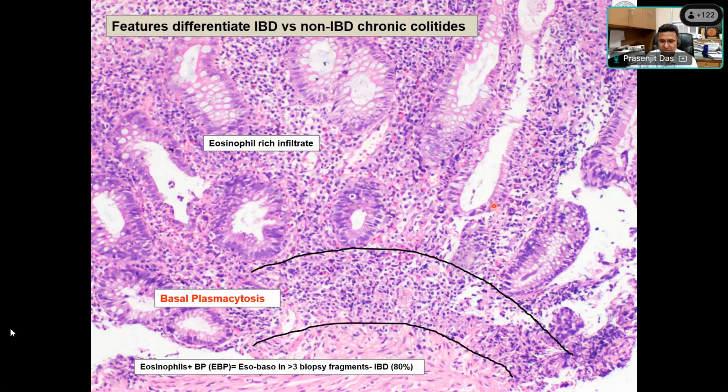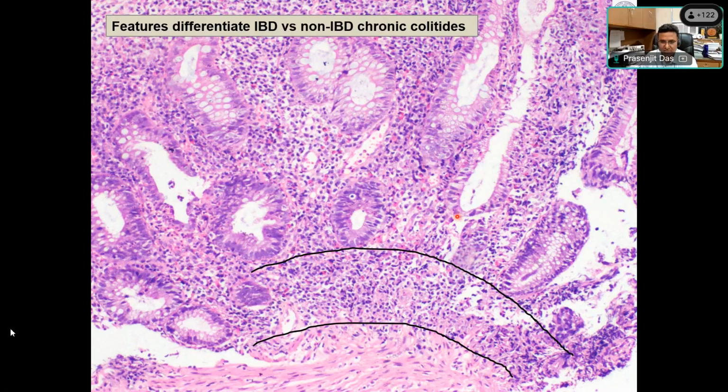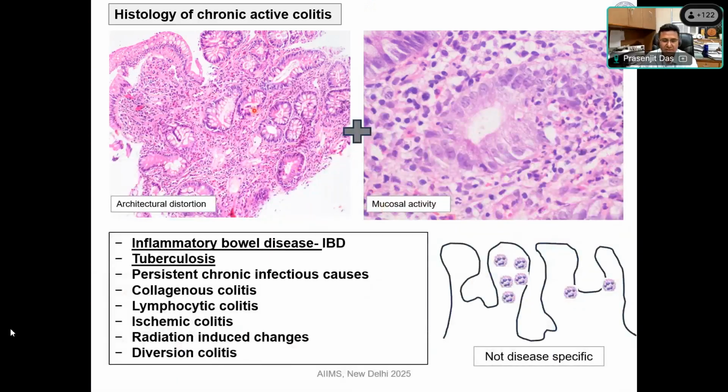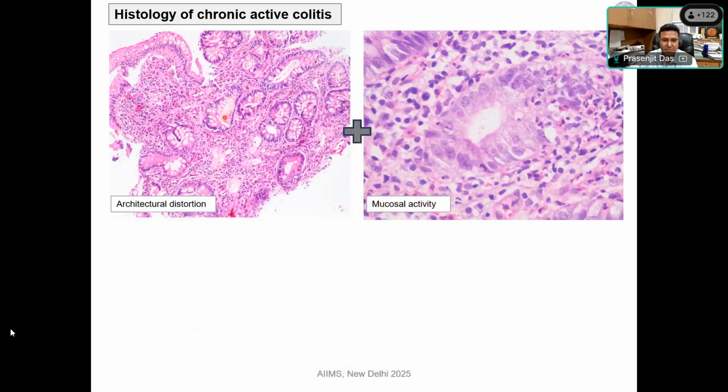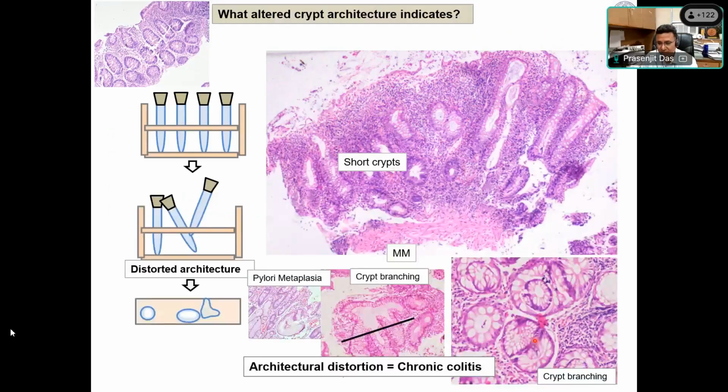I will show that. We'll see those features in subsequent cases also. So these are actually crypt branching. These are called short crypts because they are not reaching up to the muscularis mucosae. When you see two crypts facing each other like this, very close to each other, that is indicative of lateral branching, and horizontal branching just looks like this. So short crypts, this is horizontal branching, and these are side branching.